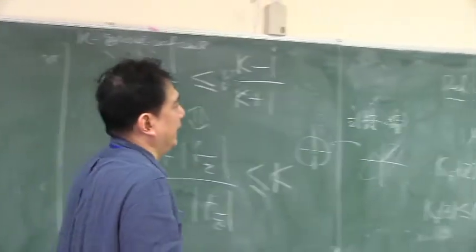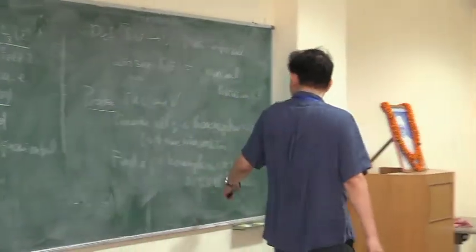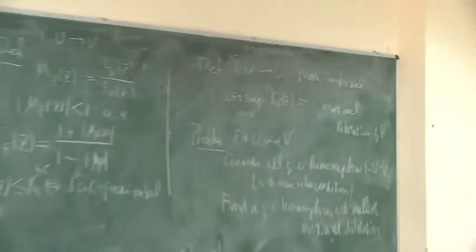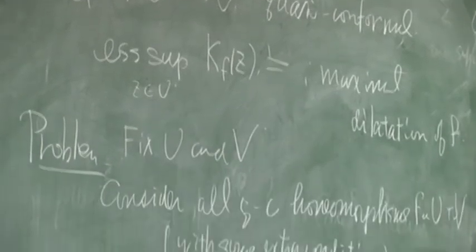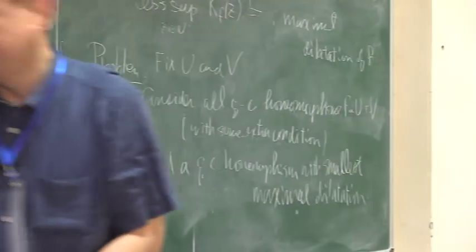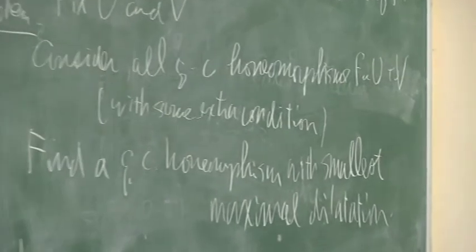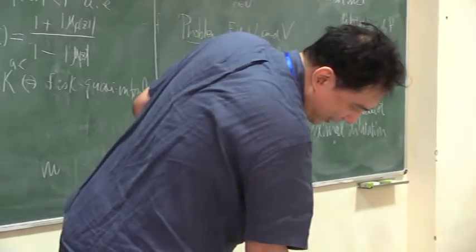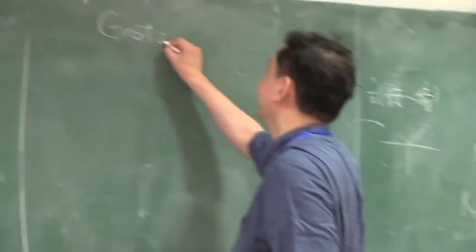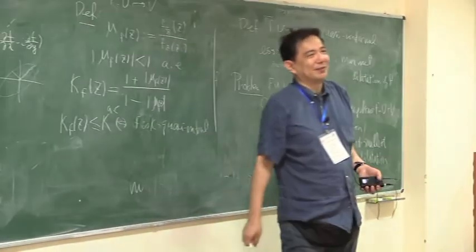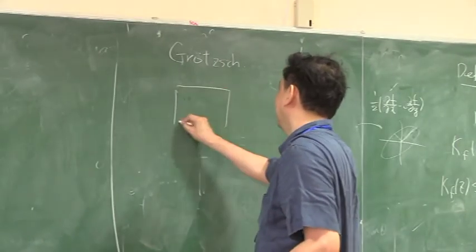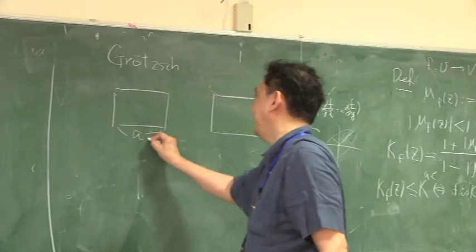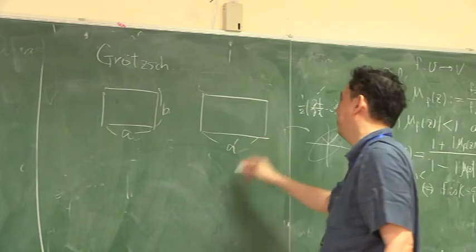In general, it's not easy to find such a map and such a dilatation. But there was a case when it's completely solved. That's the case considered by Teichmüller. Okay, I find it hard to remember the spelling of this one. So he considered two rectangles. One is like that, and the other is like that. The length of the base is A for this, and the height is B. For here, you have A prime and B prime.